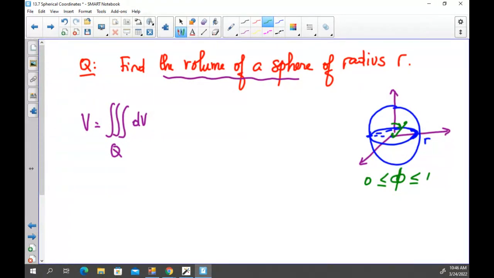0 to pi. Yes, 0 to pi, all the way to more than 90 degrees. You can go down here, you are still in the sphere. So phi will go from 0 to pi. How about theta?